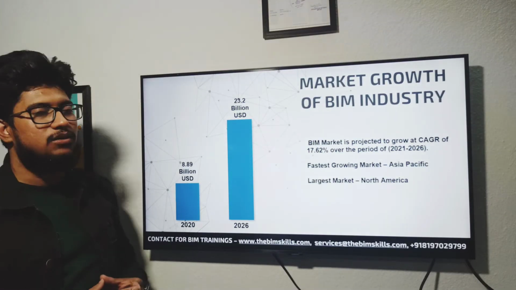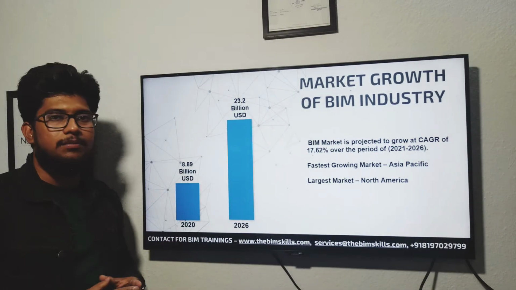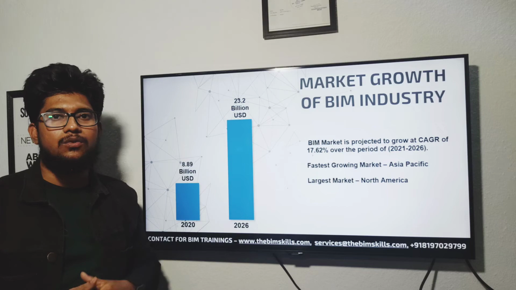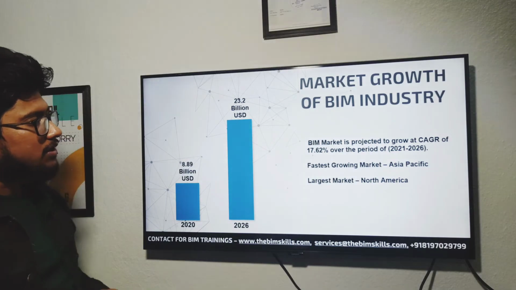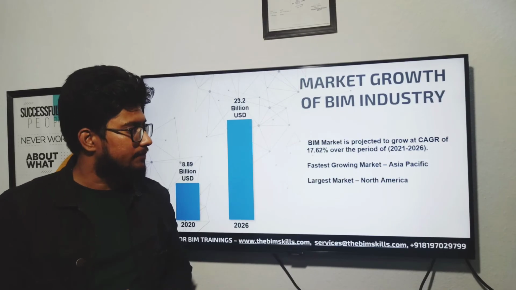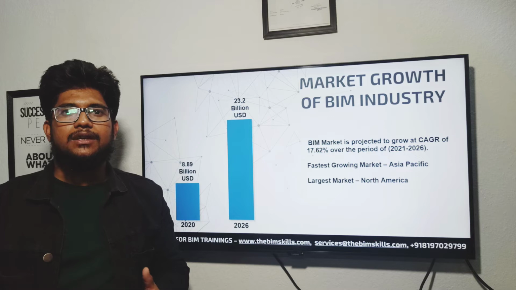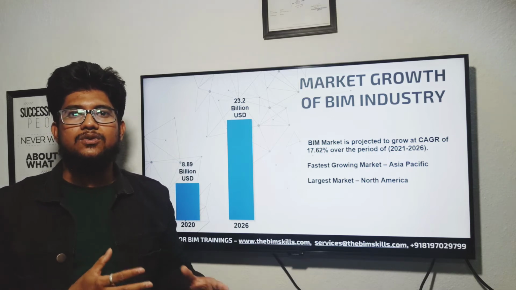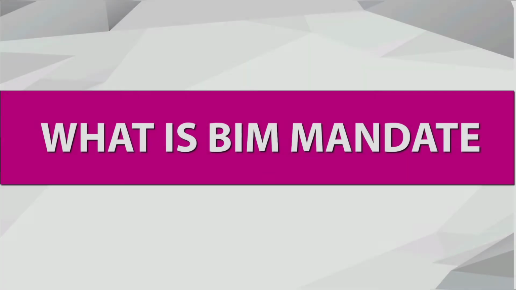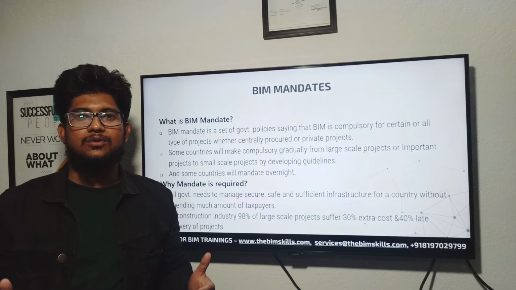Let's discuss the market growth of the BIM industry. You can check out that in 2020 the value of BIM is $8.89 billion. Okay, and in 2026 it is expected to grow to 23.2 billion US dollars. You can check out that every year from 2021 to 2026, the annual growth rate is 17.62%. Okay, and the fastest growing market is Asia Pacific, where India also comes. Because of which we need to start a career in BIM, and we are saying that there is a future in BIM for construction professionals. Okay, and the largest market is North America. So I hope you understood the market growth of the BIM industry.